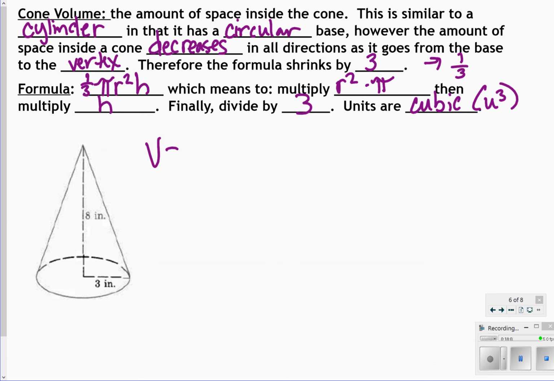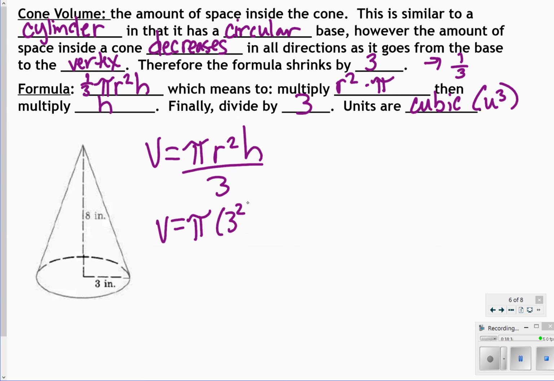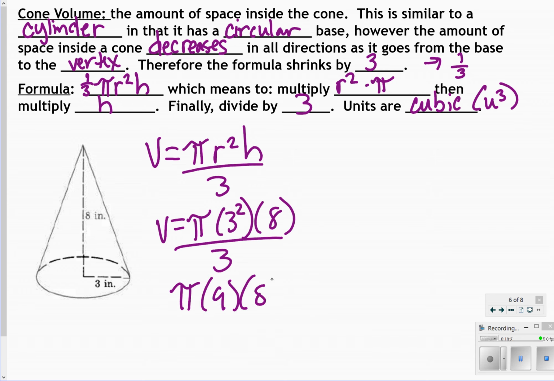So volume is equal to pi r squared h divided by 3. So let's fill in our data. So here we go. So pi, our r is 3. So it's 3 squared. And our height is 8, and we're going to divide it by 3. So we have pi times 9 times 8 divided by 3.